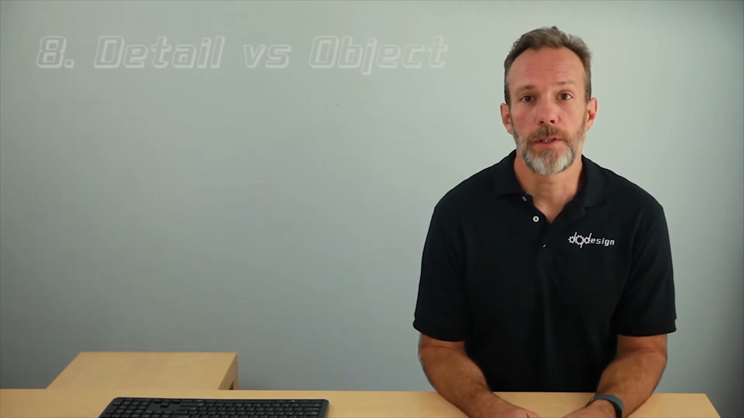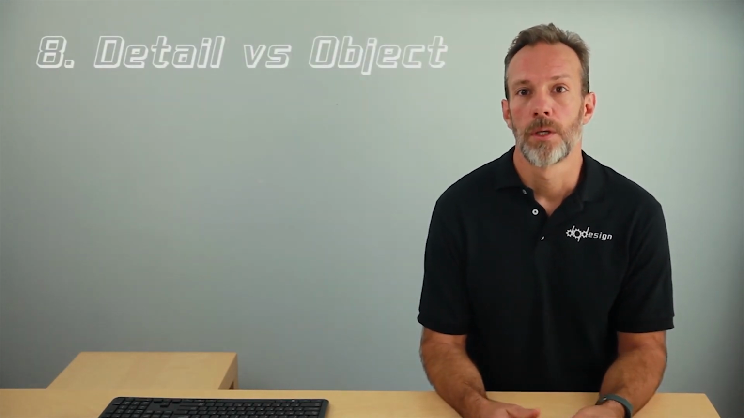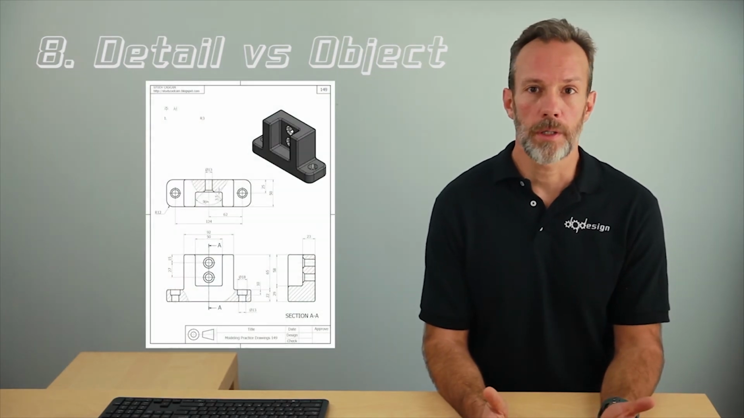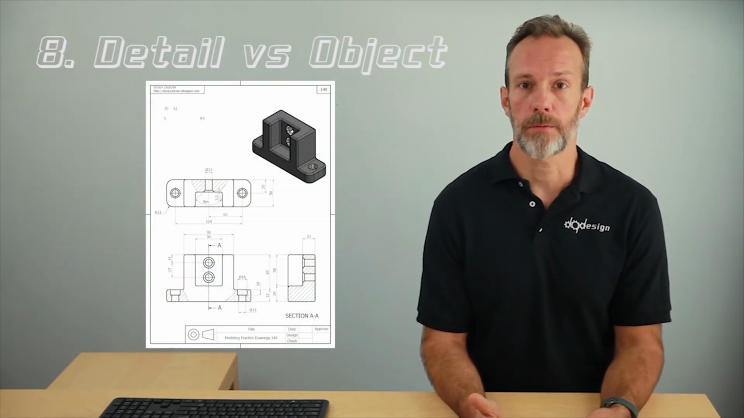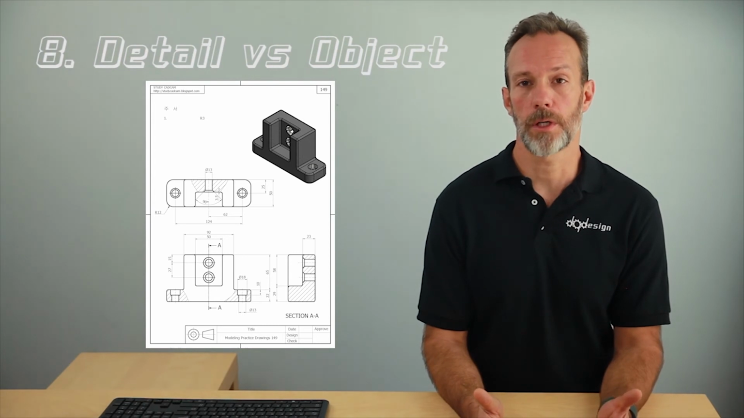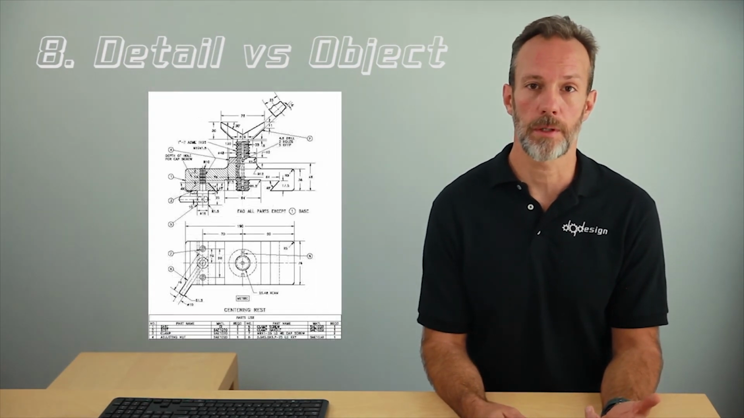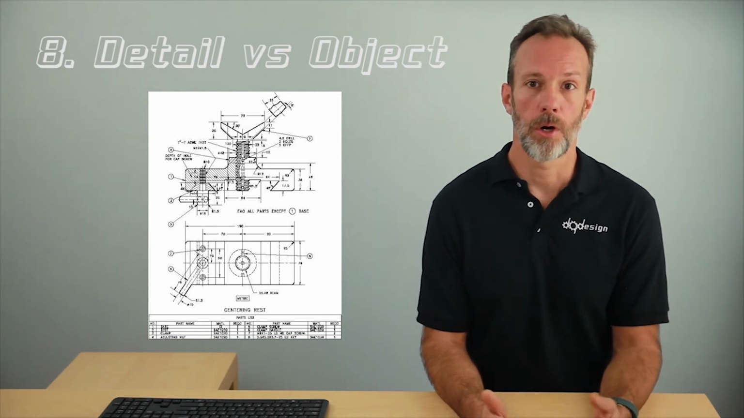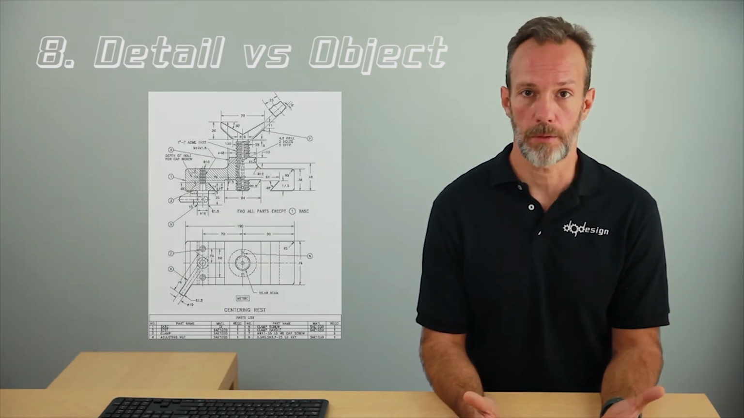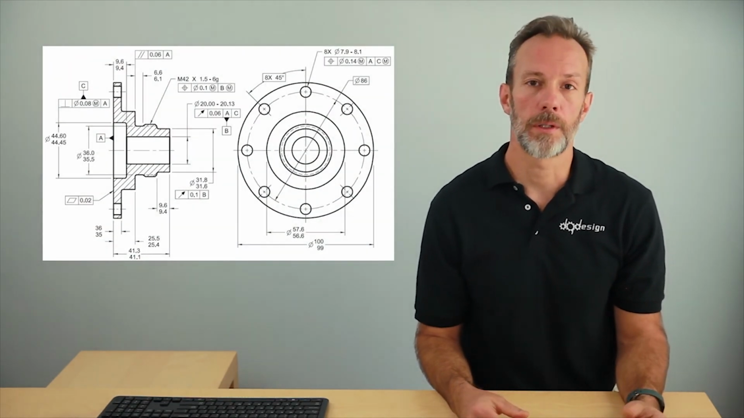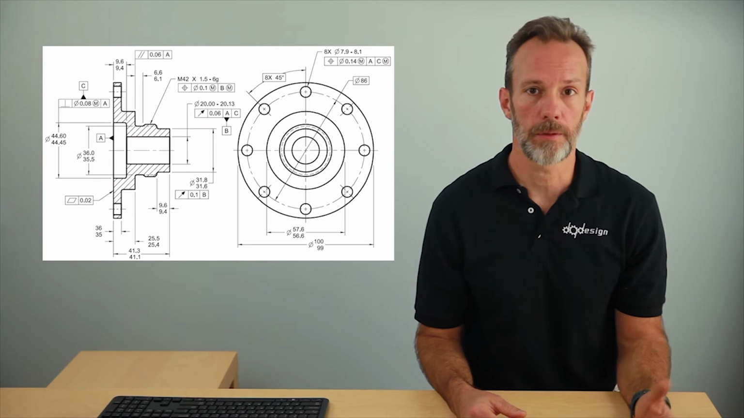Number 8, detail versus object. Differentiating between object lines and detailing can be a mess if drafters do not apply conventional use of line weight, line type, and placement of things like dimension lines, center lines, phantom and hidden lines over top of their respective object lines. These standards are spelled out in ASME Y14, and yet CAD systems still overlook many of these.